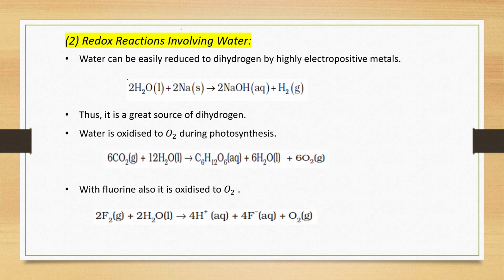Now, redox reactions involving water. Water can be easily reduced to dihydrogen by highly electropositive metals. For example, when water reacts with sodium, NaOH is formed along with the liberation of hydrogen gas. Thus, it is a great source of dihydrogen. Water is oxidized to oxygen during photosynthesis.